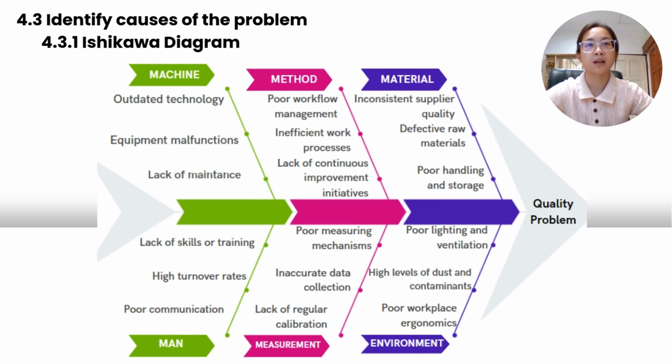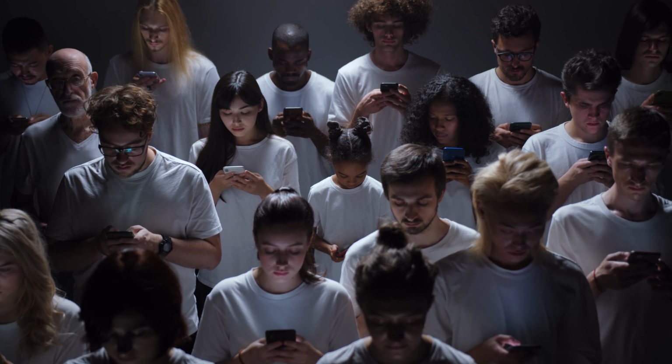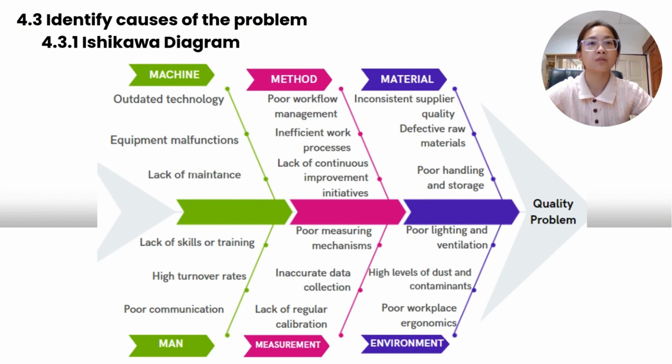For the man category, it highlights problems related to the human factors in the production process. It includes lack of skills or training, high turnover rates, and poor communication. Lack of skills or training among employees leads to operational errors and decreased productivity. High turnover rates result in a continuous need for training and loss of experienced personnel, which disrupts production consistency. Poor communication, including language barriers, leads to misunderstanding errors during production.